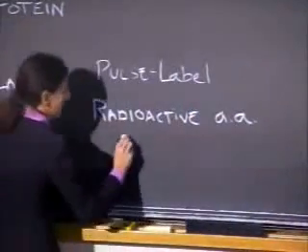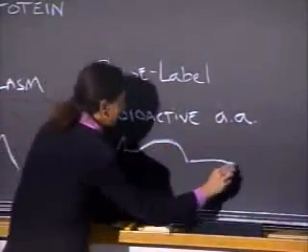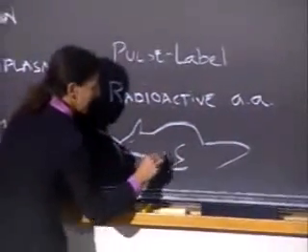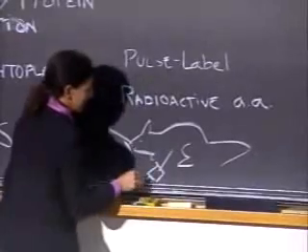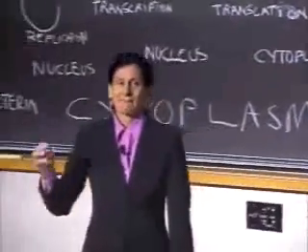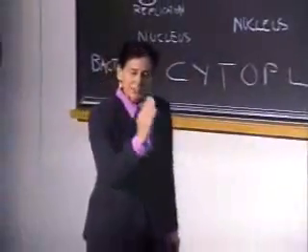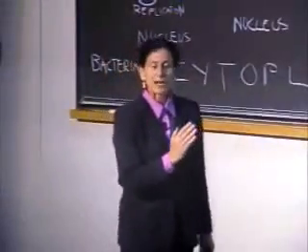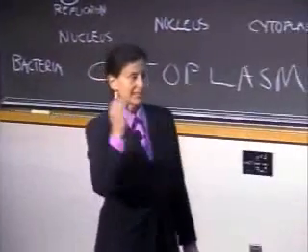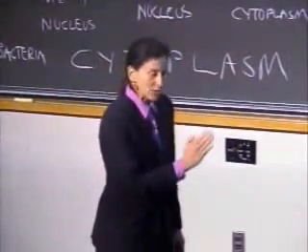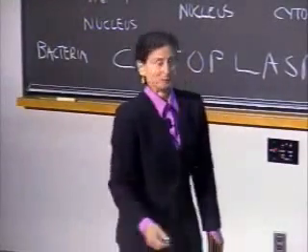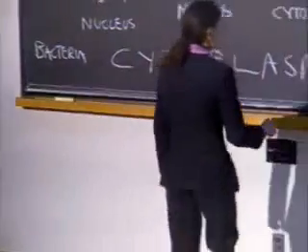I guess I could draw a little hamster here. And he directly injected radioactive isotopes. What he's doing is these radioactive amino acids will be incorporated into proteins as they're being translated. He can follow the population of freshly translated proteins through the cell.